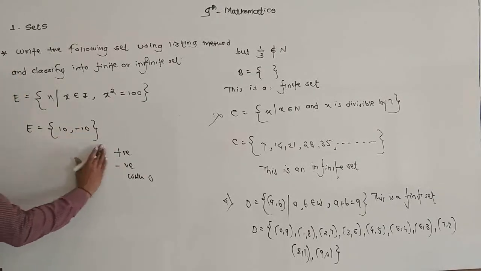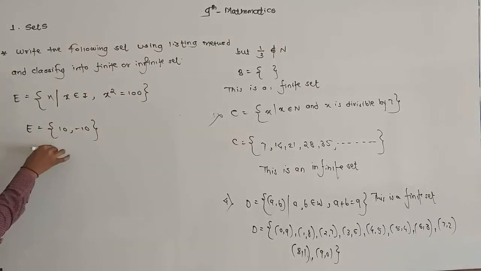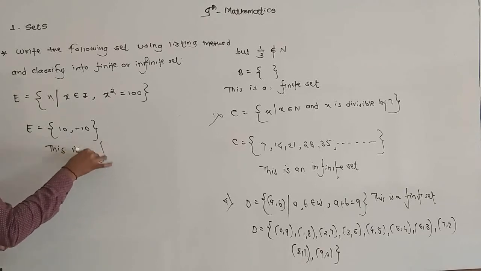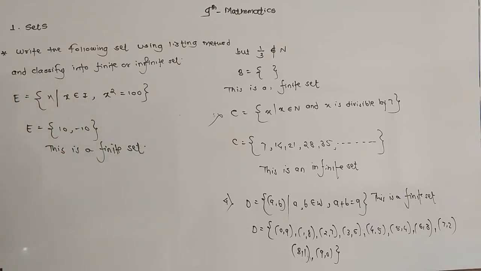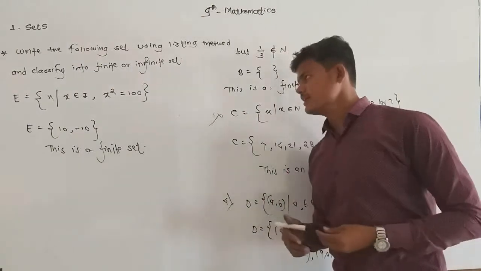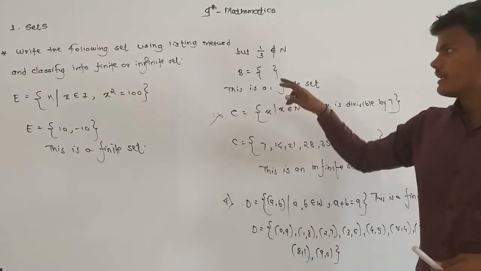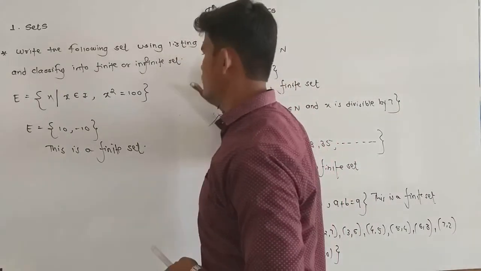That's why all the elements in the set are finite. So this is a finite set. Okay, so all these are examples of a finite set or an infinite set, and in these examples we have to write all the sets using the listing method.